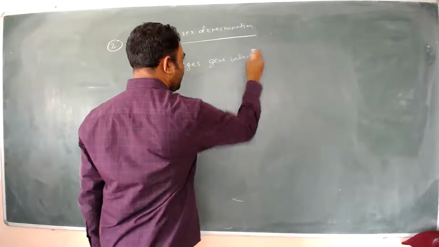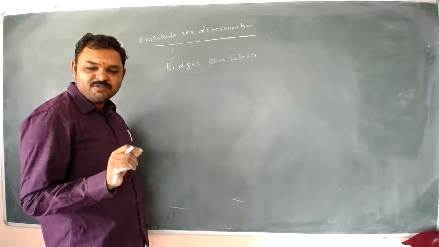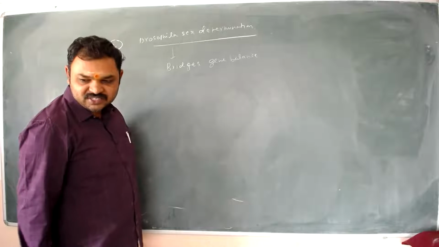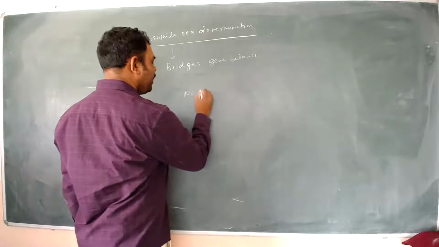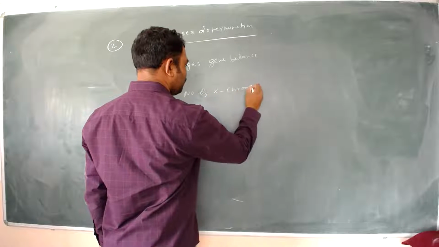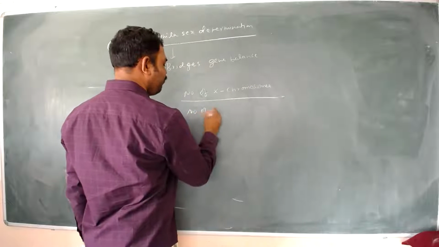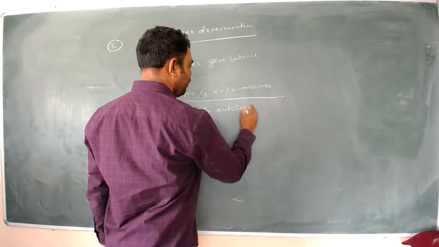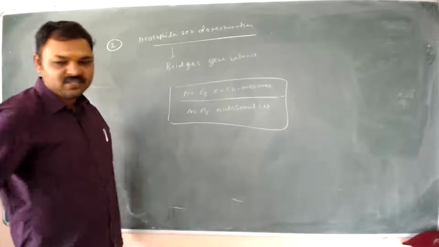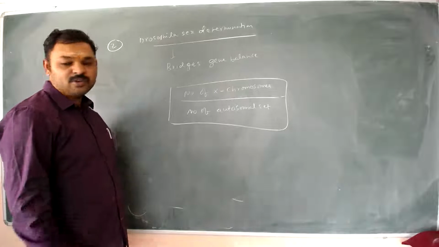What is the Bridges gene balance theory? The ratio between the number of X chromosomes and the number of autosomal sets. That is what is called the Bridges gene balance theory. The ratio between the number of X chromosomes by the number of autosomal sets.